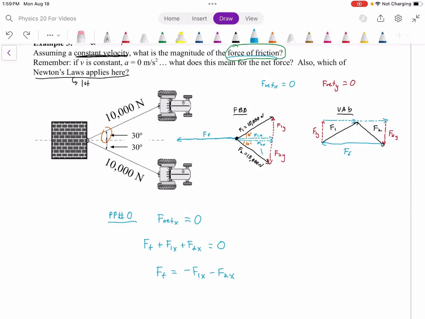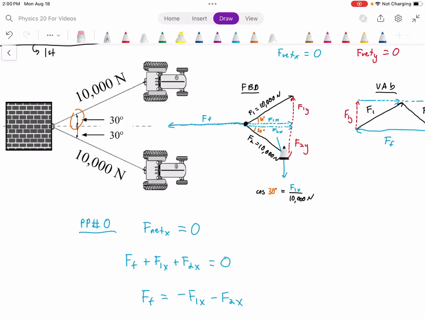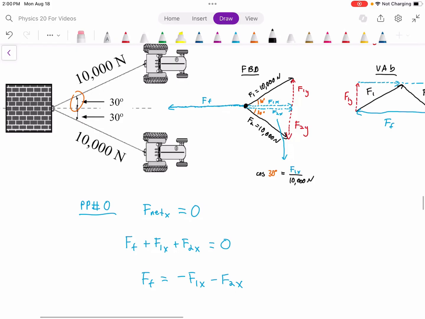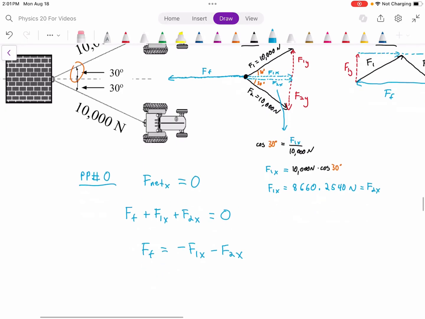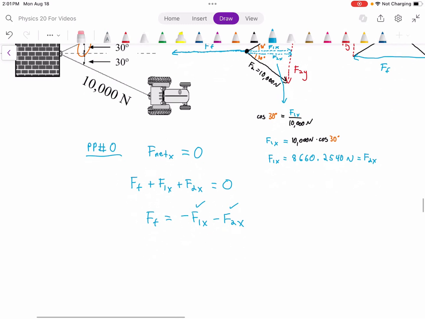I'm going to go pretty quick here because we just got some practice with that. So the cosine of 30 will equal the x component over the force itself, 10,000 newtons. And therefore, the x component of our force is going to be 8,660.2540 newtons. And you can hopefully see that it'll be the same. F1x is the same as F2x, right? They both have the 30-degree angle there and the 10,000 newtons, and that's adjacent. So that will be the same as F2x. And look at that. We now know this. We now know this. We should be able to just plug in and solve for the force of friction.